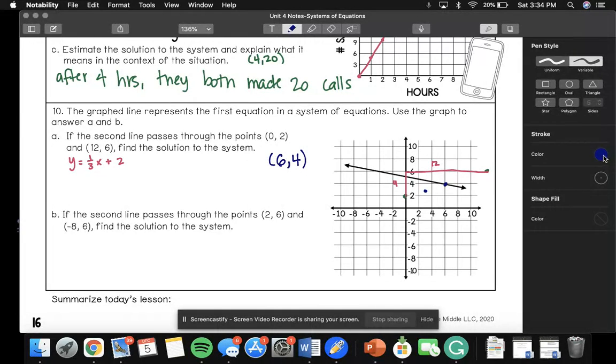Now for this next one, I'm going to use a different color. If the second line passes through (2, 6) and (-8, 6). Well, that's easy. It looks like it just crosses through (-4, 6). Perfect.